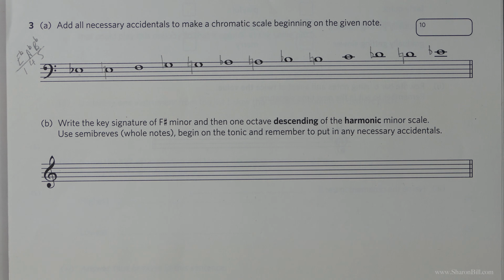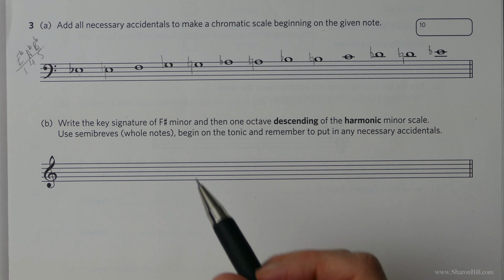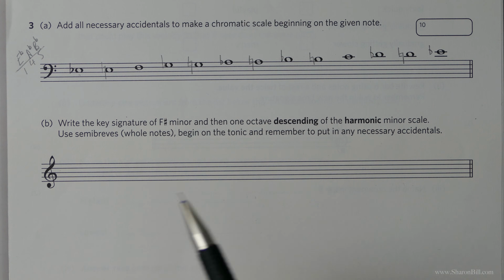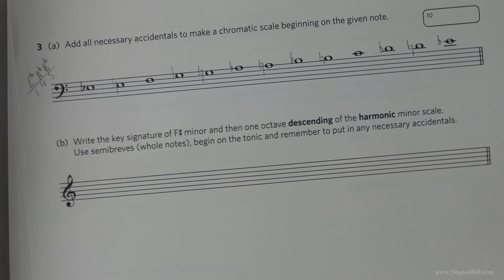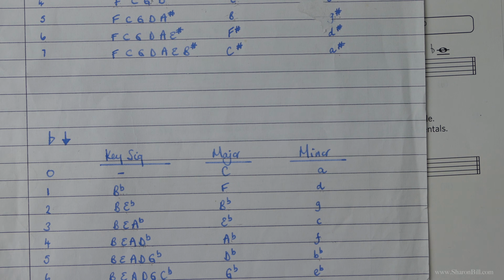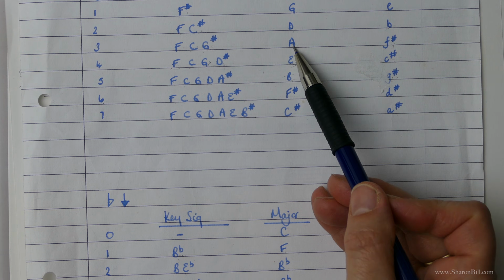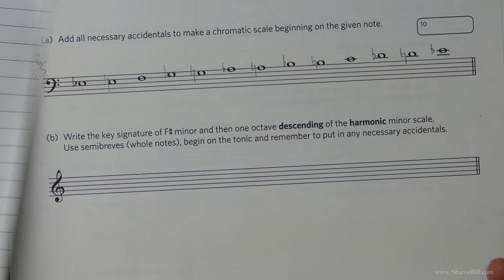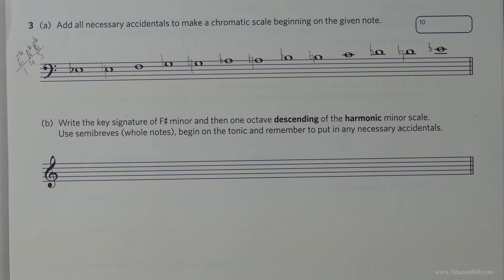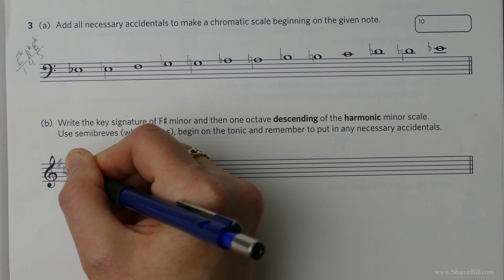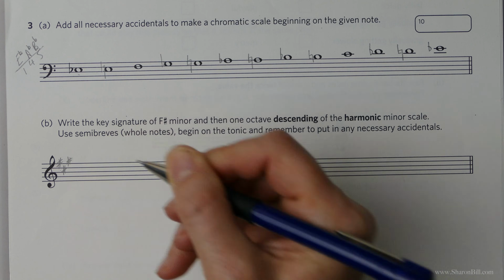And then moving on, we have to write the key signature and the scale of F sharp minor. So again, if you've done your circle of fifths, you will know that F sharp minor is related to A major with 3 sharps in the key signature. So let's do that straight away. We're in the treble clef, so just positioning those in the treble clef.